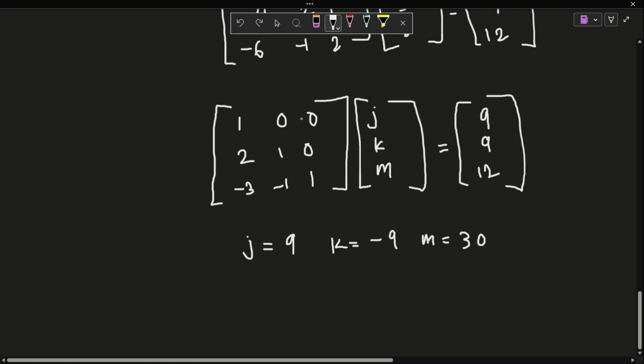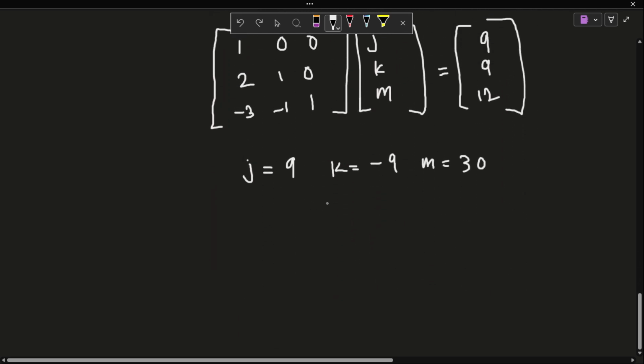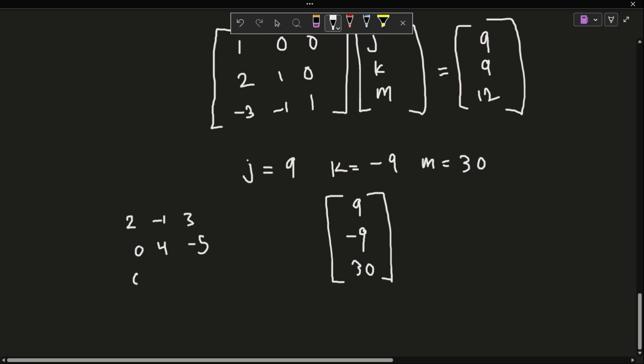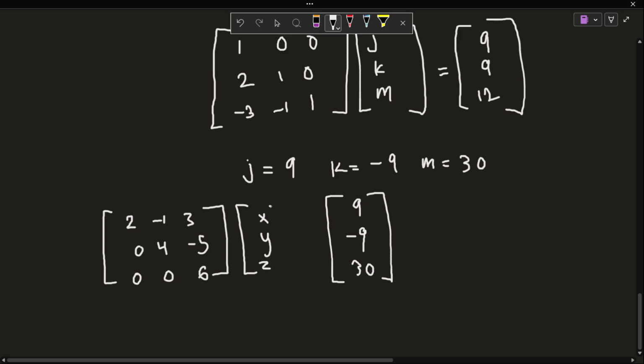Okay, so now UX equals Y. So we found Y, which is 9, minus 9, 30. So the next thing to do is our upper triangular matrix, which was 2, minus 1, 3, 0, 4, minus 5, and 0, 0, 6. This times our original variables x, y, and z equals the new matrix that we found using the LU decomposition.